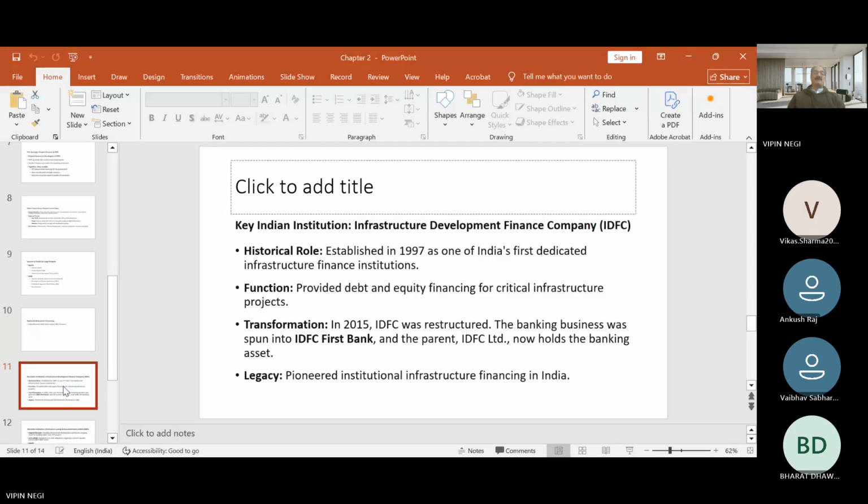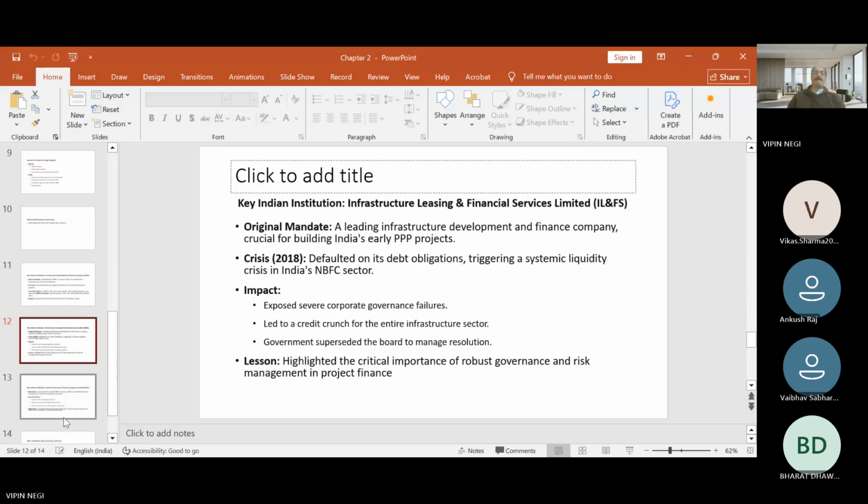This is a very important part. So this is the one part, that multilateral agencies like regional development banks, such as the Asian Development Bank, then we have IBRD, sorry, the African Development Bank in Africa, AfDB. They are playing a very crucial role in financing these projects. So let's talk about the key. I have discussed this in Infrastructure Leasing and Financial Services Limited, that we have discussed earlier.